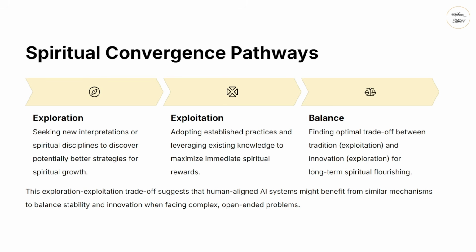This model actually has a direct implication for AI design. Just like in spiritual life, human-aligned AI systems operating in open-ended environments will need mechanisms to balance stability with adaptability, leveraging what works while remaining capable of innovation when circumstances change.